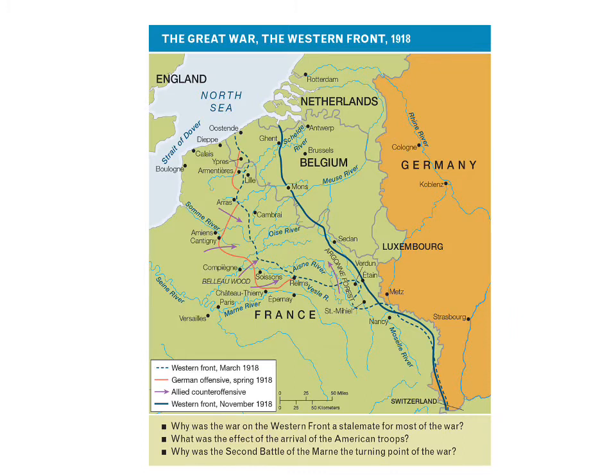And you can see the German goal, of course, was to defeat France and also to take the French capital, Paris. And you can see Paris there, about 25 miles to the west of the red line, which was as far as the Germans got.